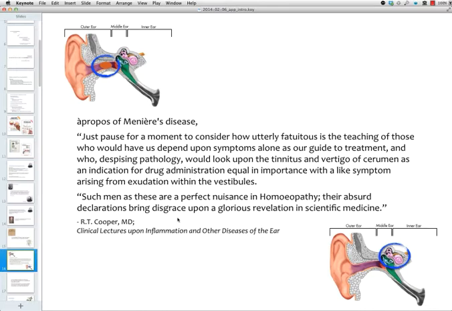And he goes on to say, such individuals as these are a perfect nuisance in homeopathy. Their absurd declarations bring disgrace upon a glorious revelation in scientific medicine. Okay? So understanding the origin of symptoms in a particular pathology may be important. Pressing chest pain, okay, from an inflammation of the cartilages of the rib cage, and pressing chest pain from a coronary artery occlusion in the heart are very, very different phenomena and require very different approaches therapeutically, whether it's homeopathy or otherwise, okay? Even though symptomatically they may look very, very similar to us.